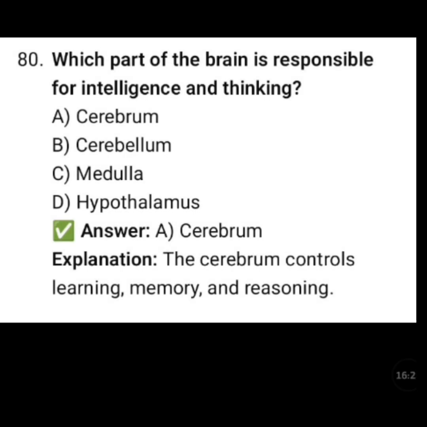Which part of the brain is responsible for intelligence and thinking? Cerebrum, cerebellum, medulla, hypothalamus. The correct answer is option A, cerebrum. The cerebrum controls learning, memory, and reasoning.